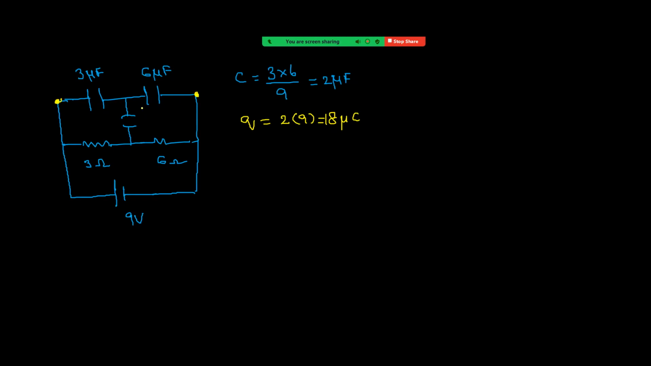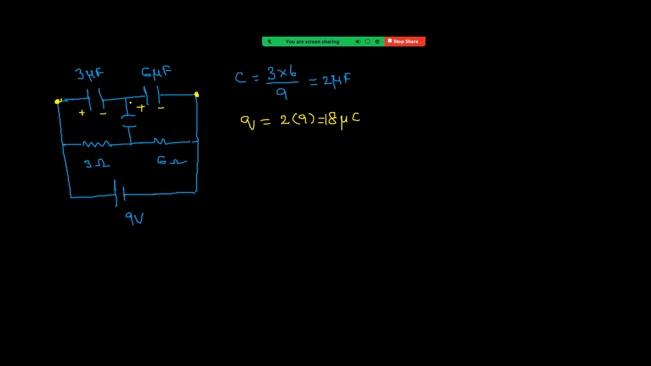Now see carefully here. This is plus 18. I am writing here Q plus, Q minus, Q plus, Q minus. If you observe carefully, electrons move from this plate and accumulate on this plate, so this becomes positive and this becomes negative. That is what exactly happens.